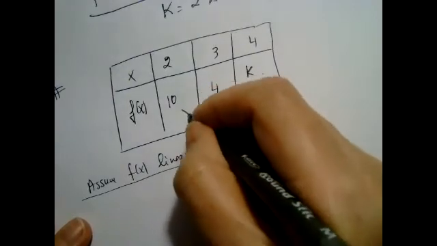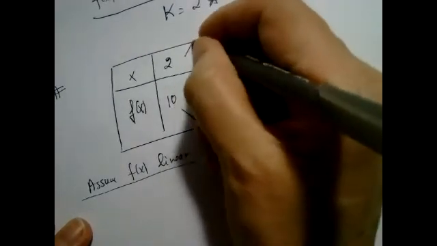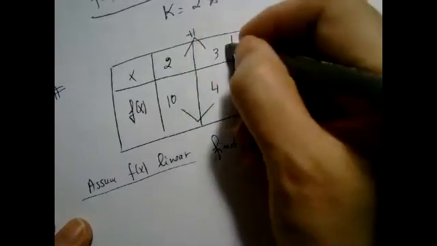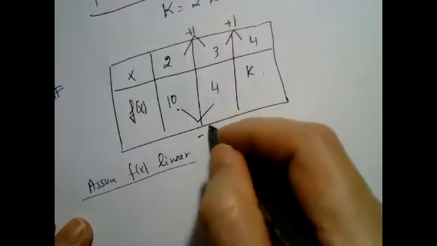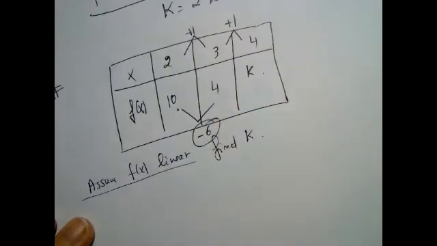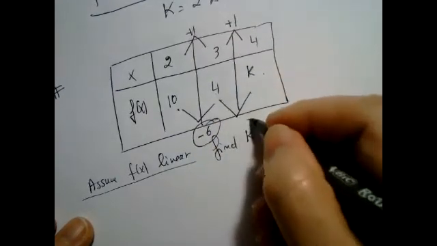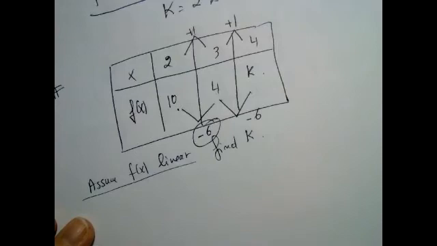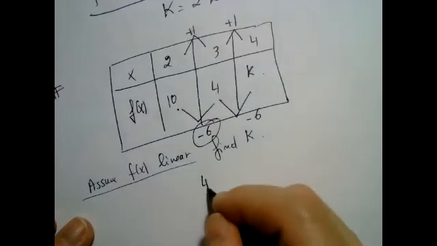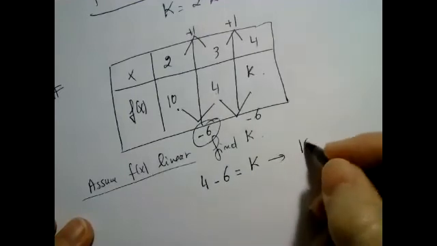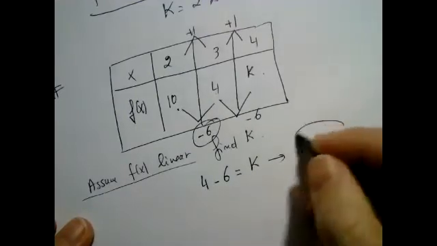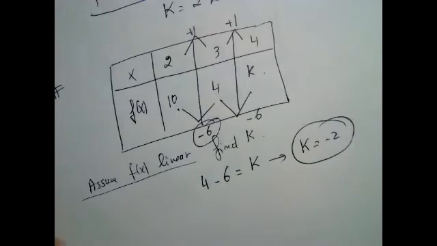Let me see. If linear, it means when we increase by 1, which is what this whole problem is, increasing by 1. From 10 to 4, we go down by 6. Means from here to here, we should go down by 6. So this tells me that 4 minus 6 is going to give me k. It means my k has to be -2. Absolutely correct.